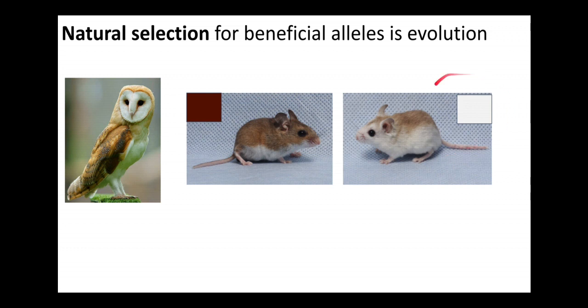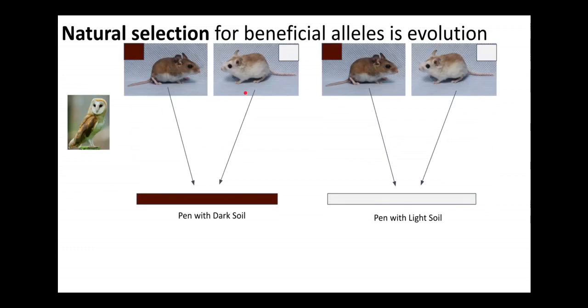The white subspecies tend to occur on lighter soils, and they tend to have lower predation rates there. If you move a brown mouse onto lighter soils, they tend to get eaten more often. If you move a light mouse onto brown soils, they tend to get eaten more often. So this has been done experimentally by taking a brown mouse and a white mouse and putting them into a pen with dark soil, and also taking a dark mouse and a light mouse and putting them into a pen with light soil, and looking at the predation rates.